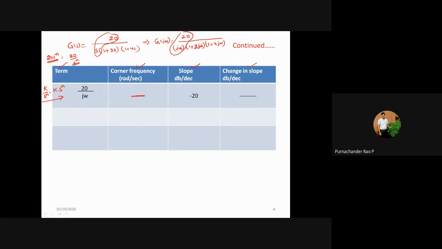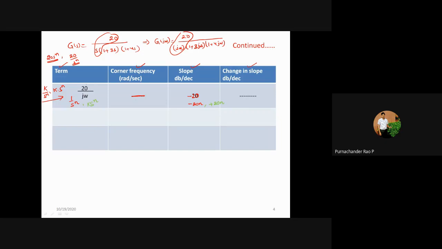Next, the slope. As this is 1 by s, you have a slope of minus 20. If it is s power n in the denominator, then the slope will be minus 20 times n. Just remember this. If it is k into s power n that is given to you, then this value is going to be plus 20 times n. You have to consider these values.